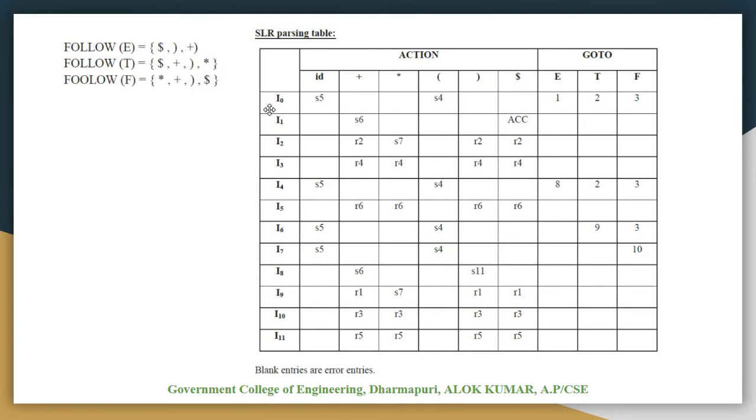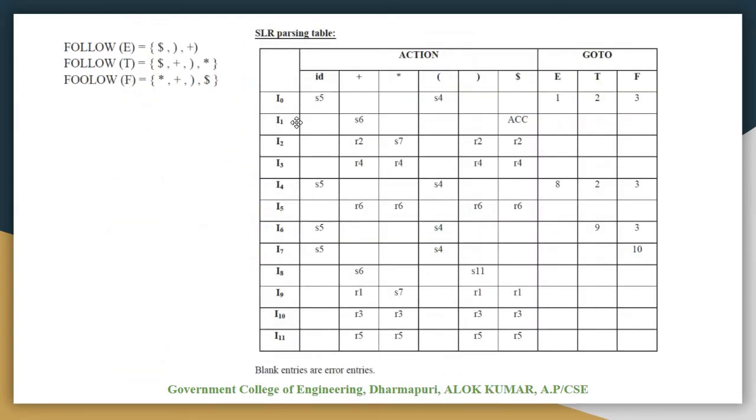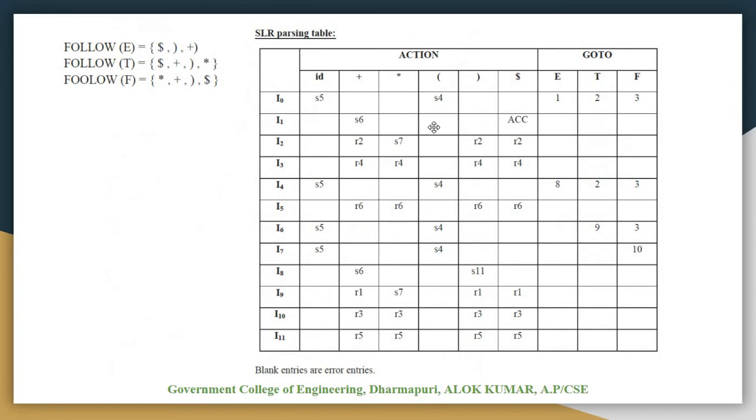So initially we are going to start from I0. When we see I0, opening parenthesis and ID are for I0. Okay, here we will see. At the time when we check, this one is ID dot, so here it is I5, because of this we will keep S5. Okay, after that this one is opening parenthesis, and the dot is coming after the opening parenthesis, so because of this we will keep S4 here. Okay, in I0 at this time.